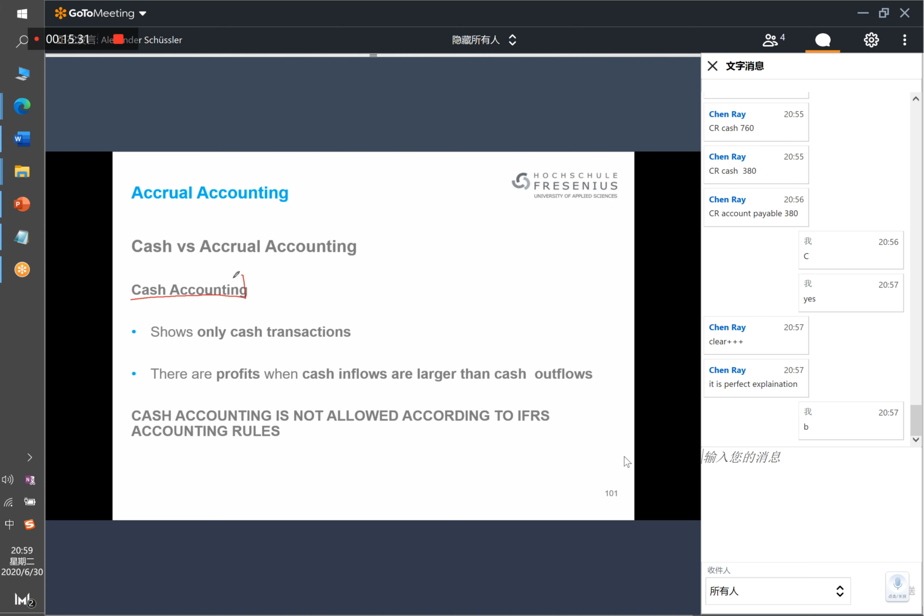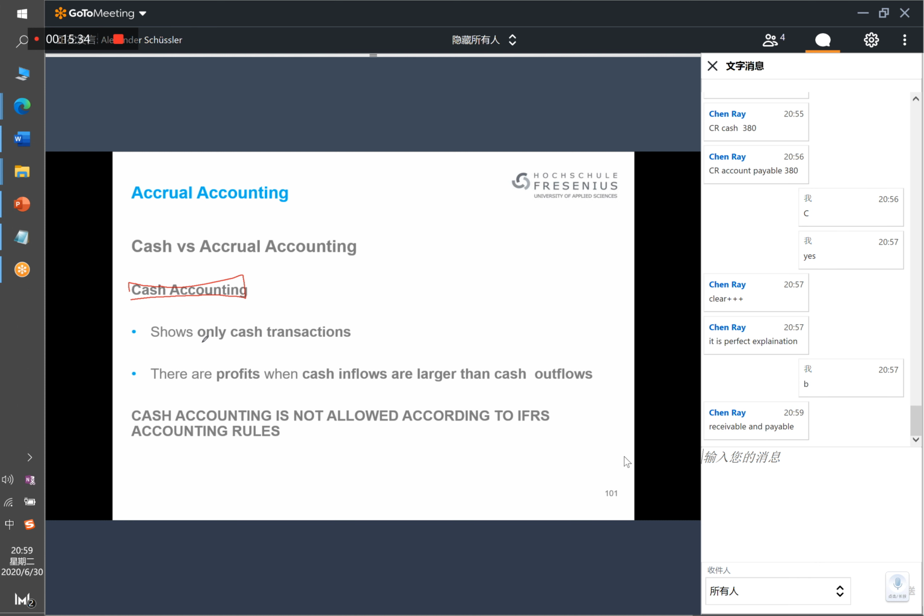Cash accounting only shows cash transactions. Yeah. And when we are talking about cash accounting, then there are profits when cash inflows are larger than cash outflows. Yeah, so cash inflows have to be larger than cash outflows, then we have a profit. But the problem is, cash accounting is not allowed according to IFRS accounting rules.